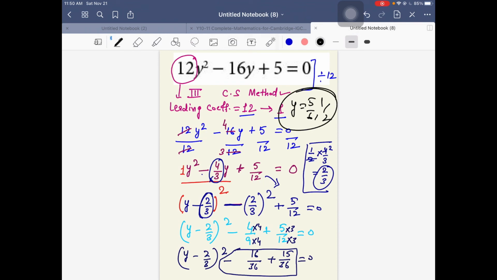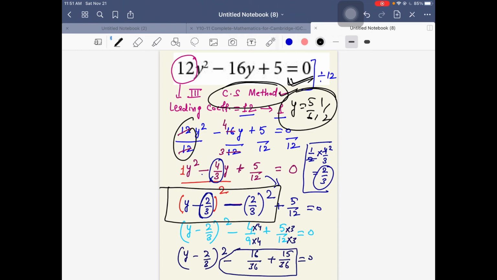These answers are the same as what we got by the first and second methods. This method of solving a quadratic equation is called the completing square method. It is a bit longer, but if you follow the steps, making the leading coefficient 1 and then completing the square, it is not difficult. I recommend using this method in the exam if the exam asks you to solve by completing square. Otherwise you can go by the formula or by factorizing. Okay, thank you.